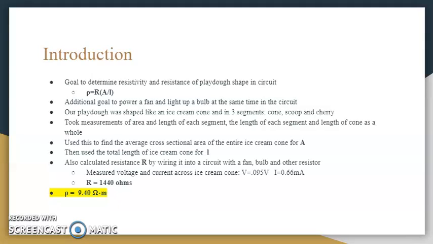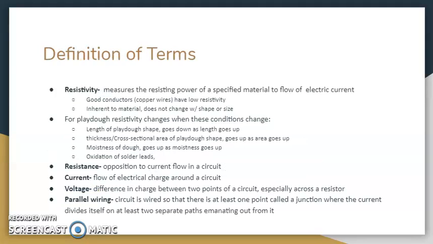To calculate this, we took measurements of the area and length of each component piece of the ice cream cone resistor, the length of each segment, and the length of the cone as a whole. Then we calculated the average cross-sectional area of the entire ice cream cone, and also calculated resistance by wiring it into a circuit with a fan, bulb, and other resistor. We measured the voltage and current across the bulb and used that with Ohm's law to calculate the resistance, which was 1,440 ohms, and the resistivity, which was 9.4 ohm meters.